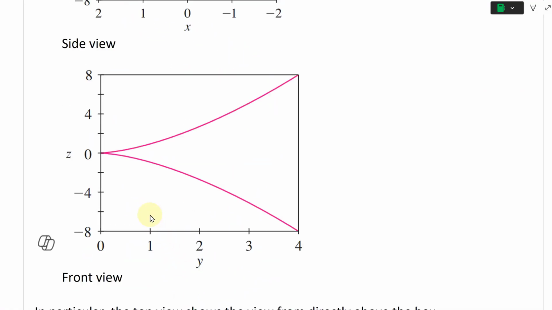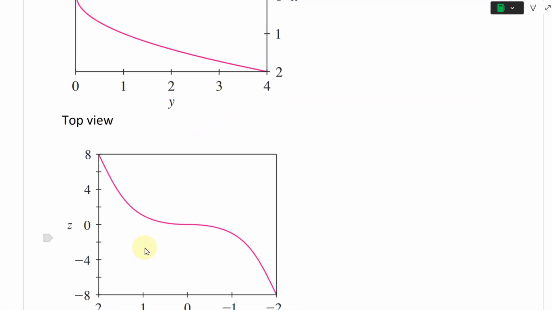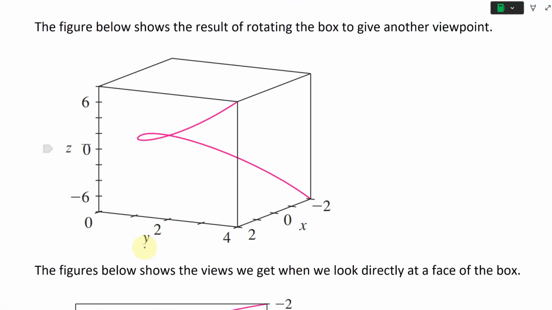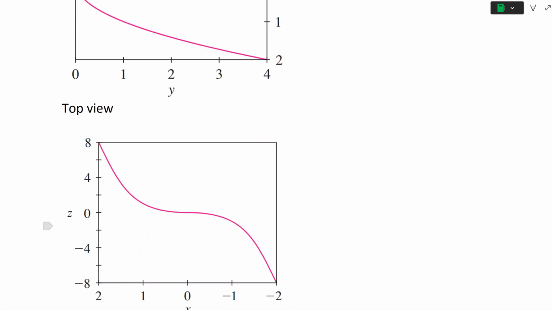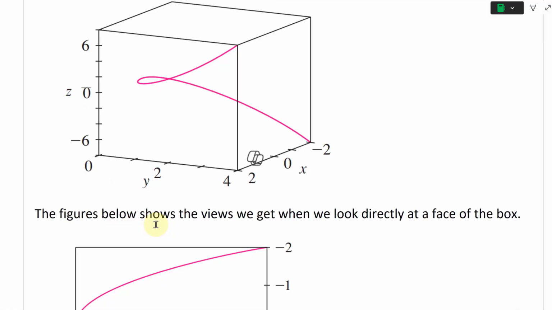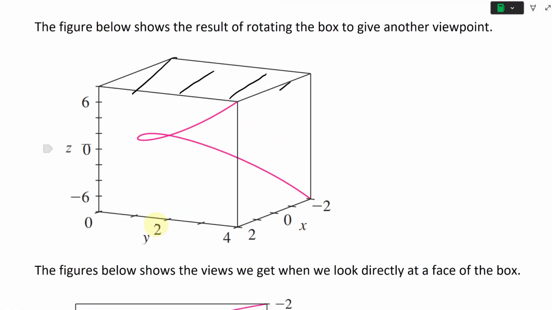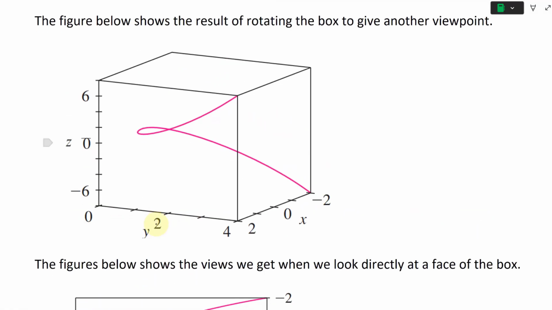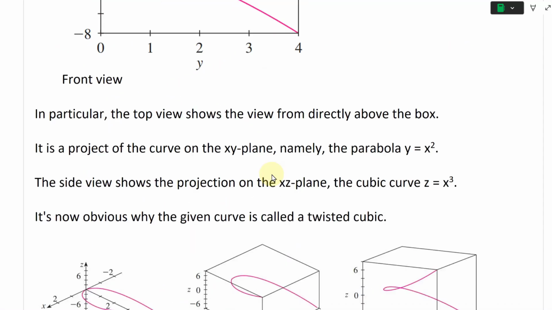This one was the front view. This is looking at it directly from the front, so looking at it from this face, that face looks like that. If you look at it directly from this one, you get the cubic. This is the XZ. And then looking at it from the top, you get this parabola, the top or the bottom. And that's just the XY. There's the XY. Pretty cool stuff.